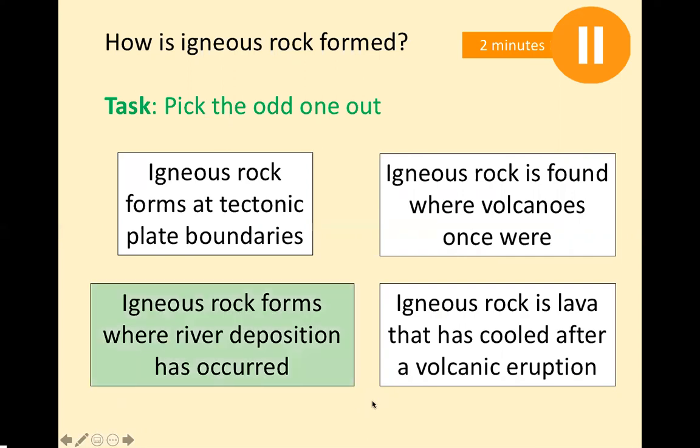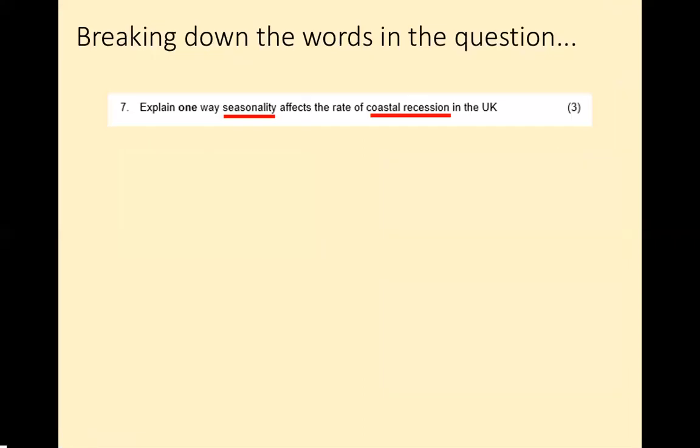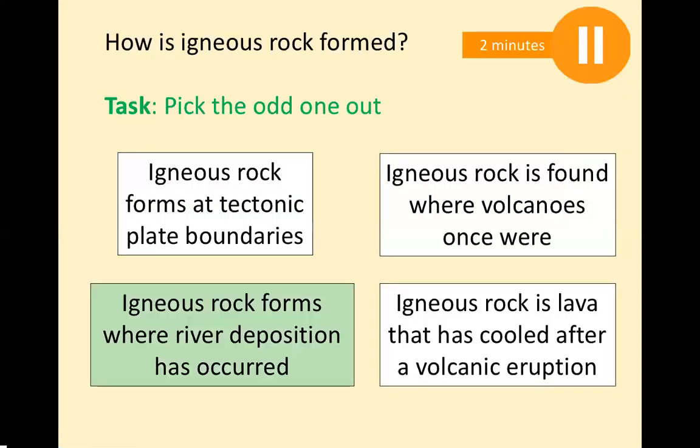So, correct answer is igneous rock forms the odd one out. Read what I've written on the screen. Come on. Igneous rock forms where river deposition. I can't see my. There we go. Get really smooth with the transitions. I will, of course. Okay.